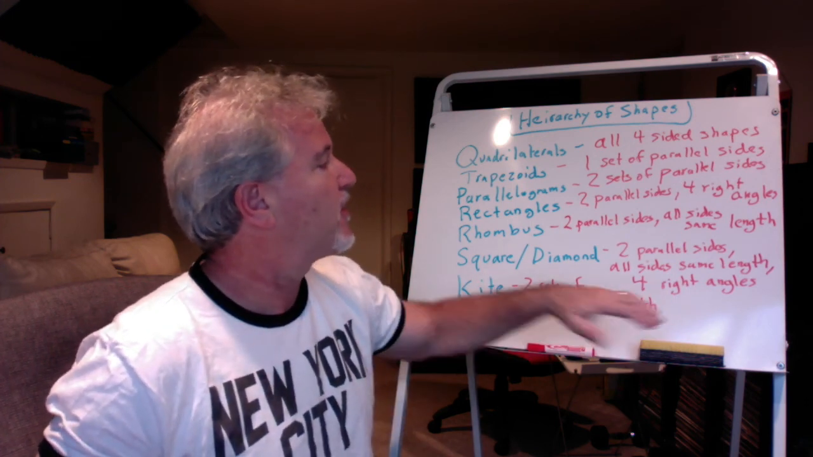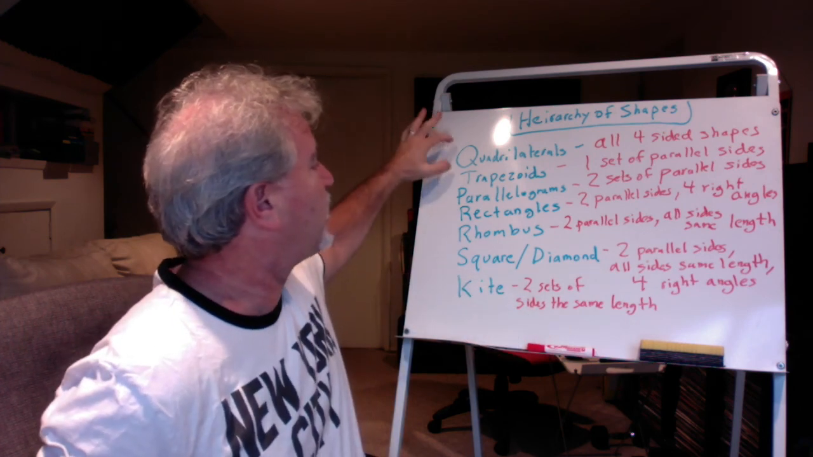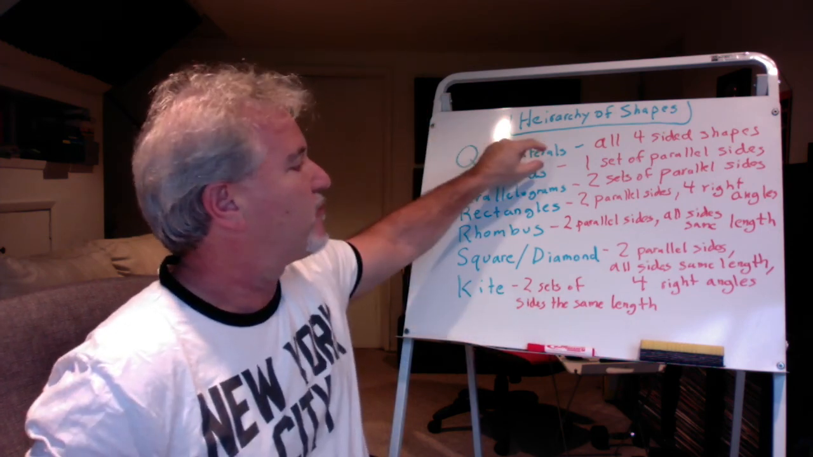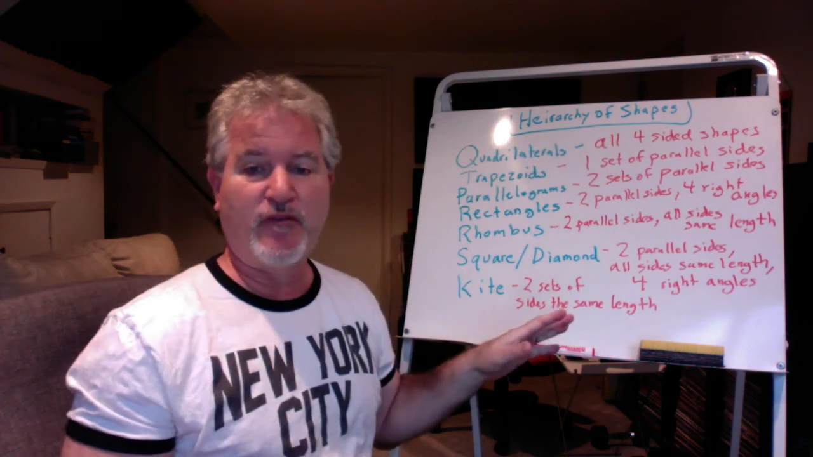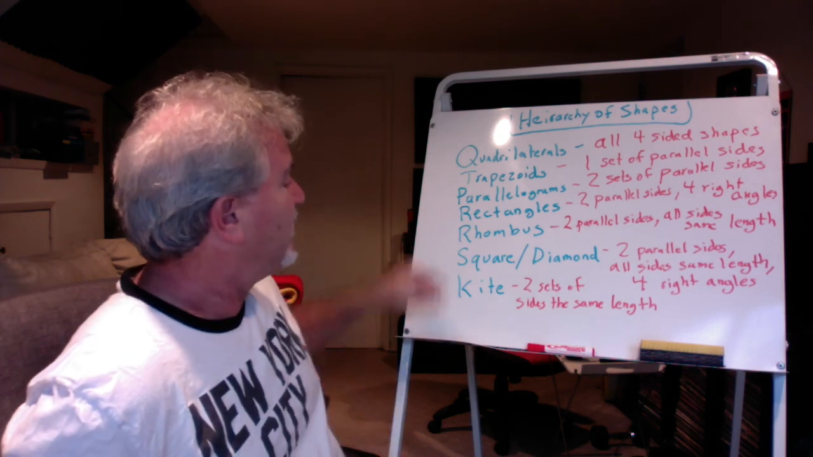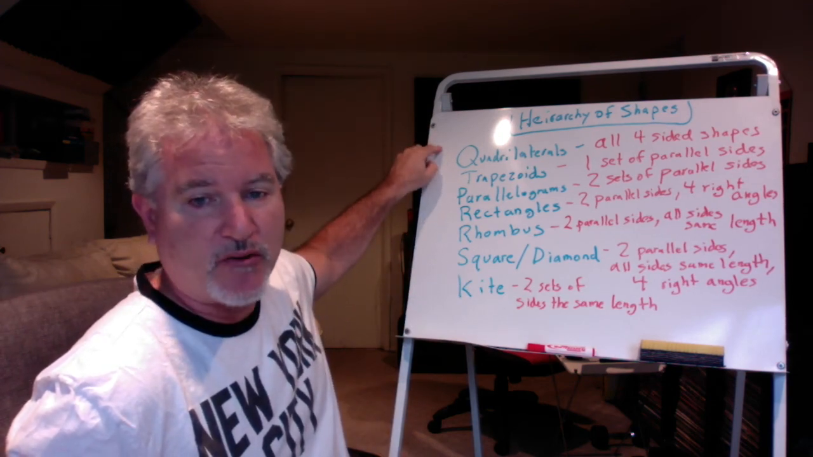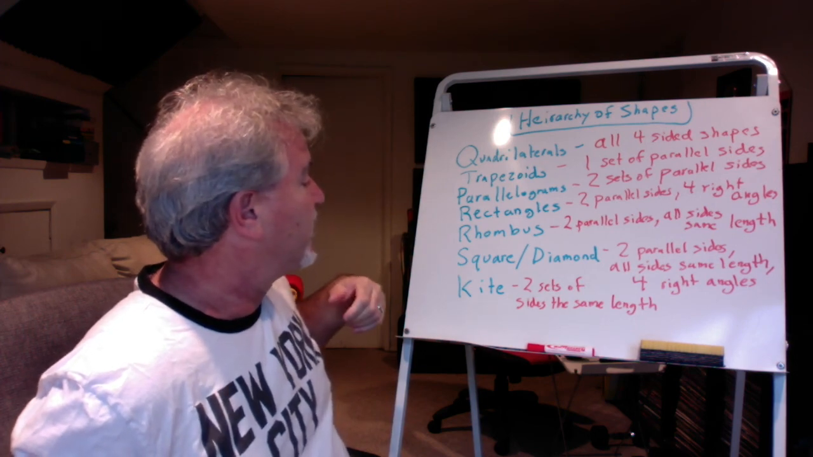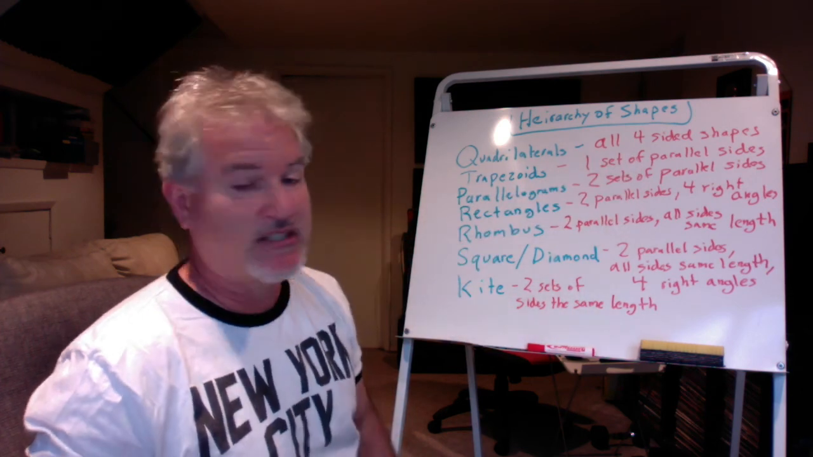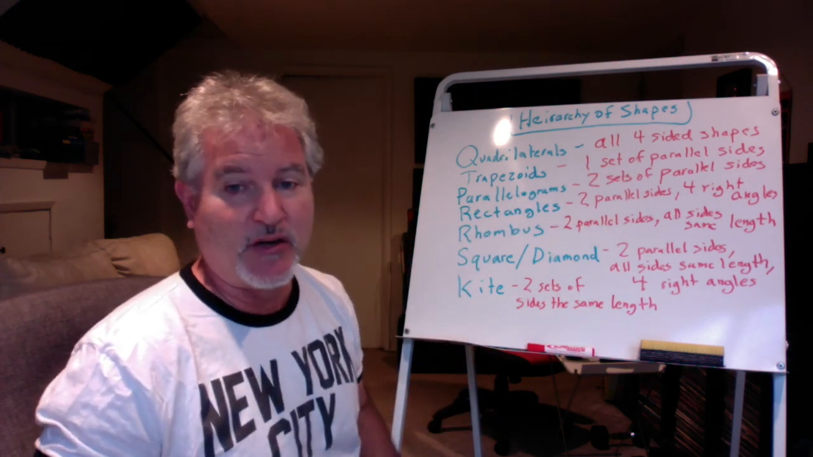Basically, what we're talking about is the hierarchy of four-sided shapes, and it starts with quadrilaterals. So, in other words, quadrilaterals means any shape with four sides. And what that means in the hierarchy is that all of these other shapes are also considered quadrilaterals. So if I say to you, is a square a quadrilateral? Well, the definition is, does it have four sides? Yes, it does. So that means a square is a quadrilateral.